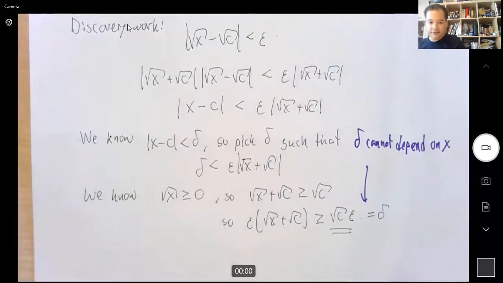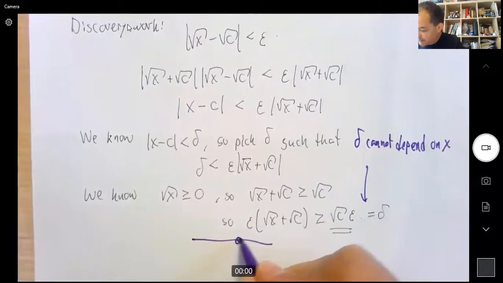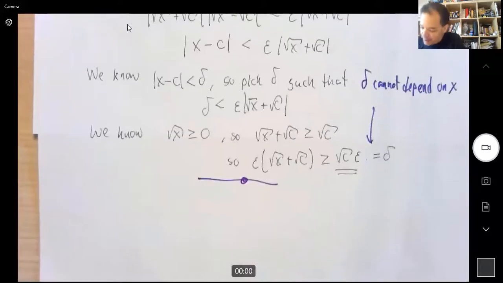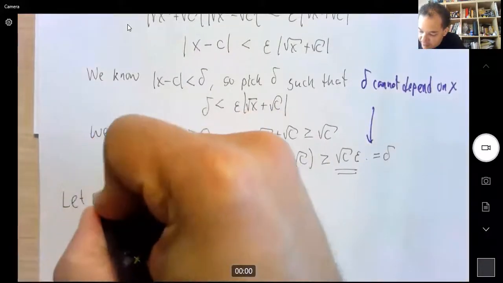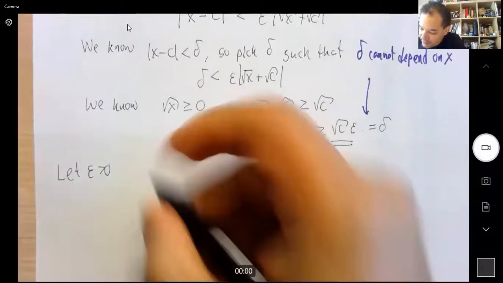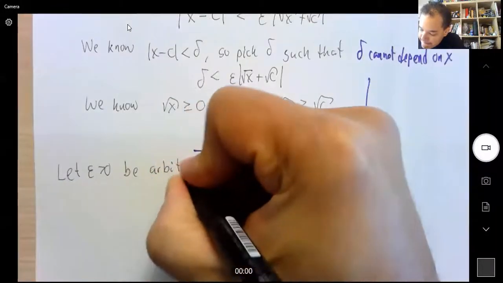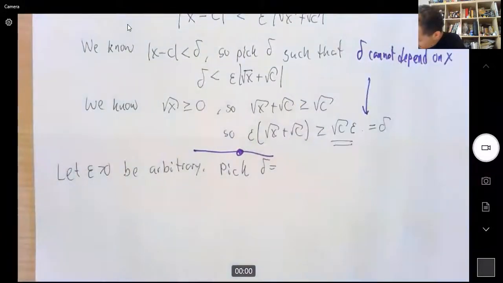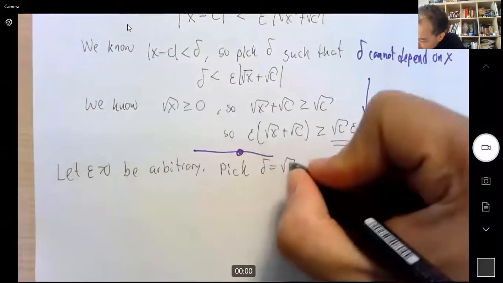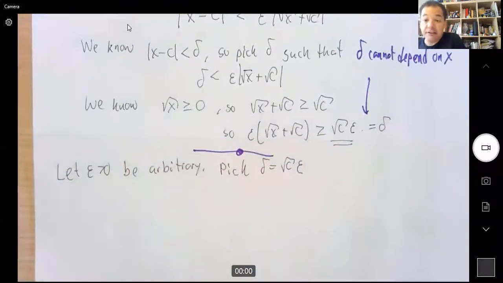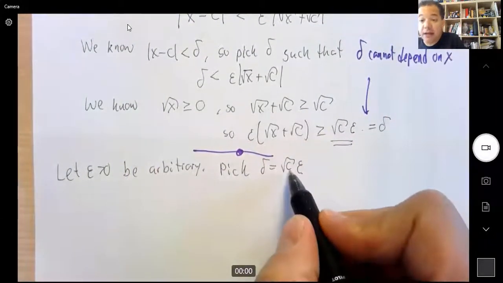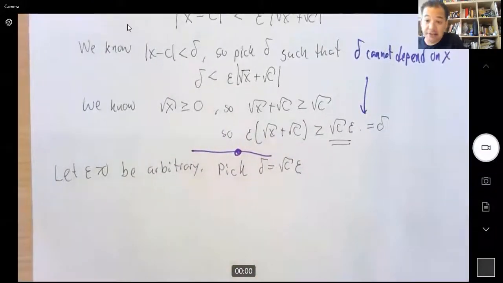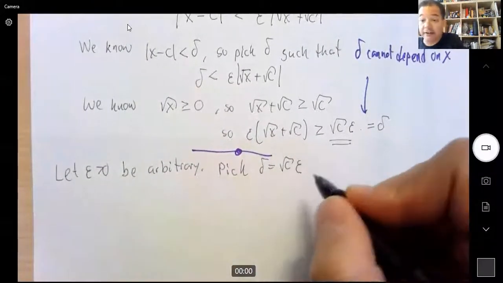All right, so let's write it down. Let's see if we can do it. So how would it work? Let epsilon greater than 0 be arbitrary. Pick delta to be root c times epsilon. See, and this is important that we pick c bigger than 0, because if c is 0, this doesn't work, right? You're picking 0, and you need to pick a delta that is greater than 0.